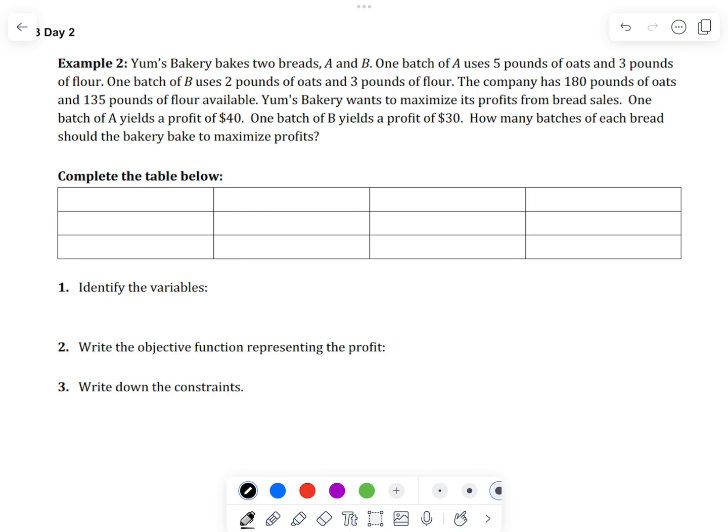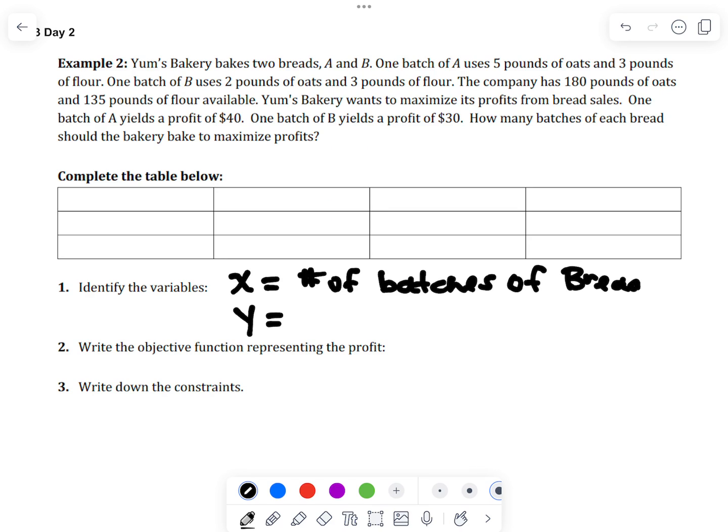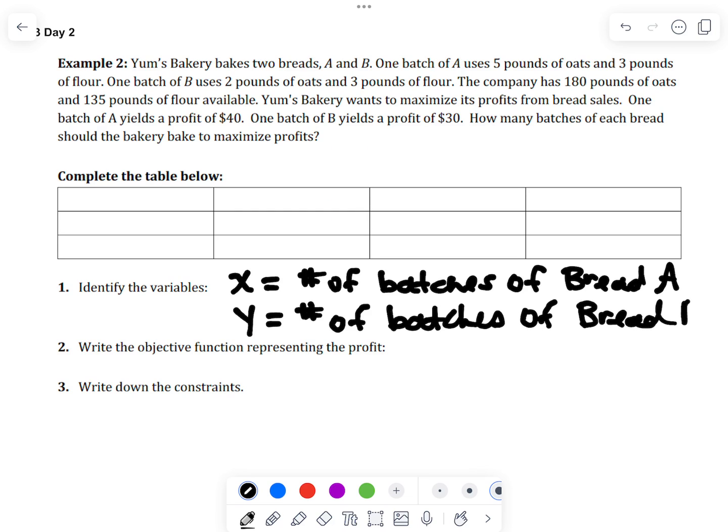So we want to identify our variables. So we have X and Y. So we're going to let X be the number of batches of bread A. And then we'll let Y be the number of batches of bread B.